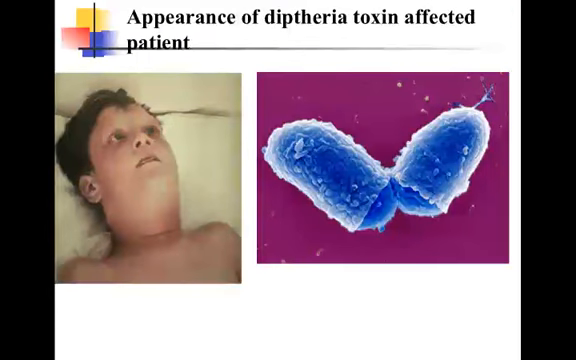Here's an image of a child with a diphtheria infection, and that's a shot of what that bull neck or submandibular swelling looks like. And on the right-hand side, you see a cluster of two Corynebacterium cells, a characteristic cell association of this pathogen.